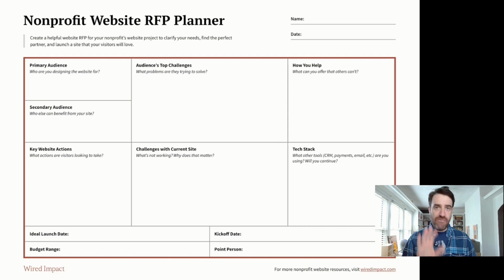And I do recommend you fill this out solo before bringing in other folks on your team. You can definitely bring in key stakeholders for feedback, but if you try and fill this out with a group, it often leads to a too many cooks in the kitchen situation where everyone wants to get their ideas in here and ultimately the RFP isn't as strong as it could be.